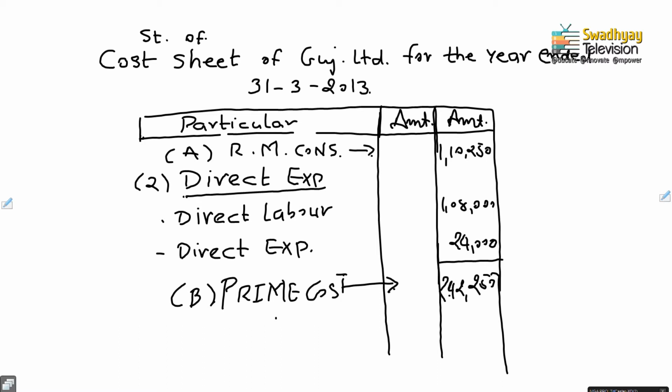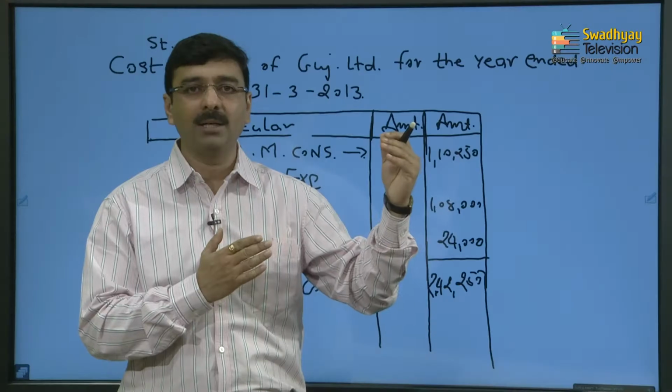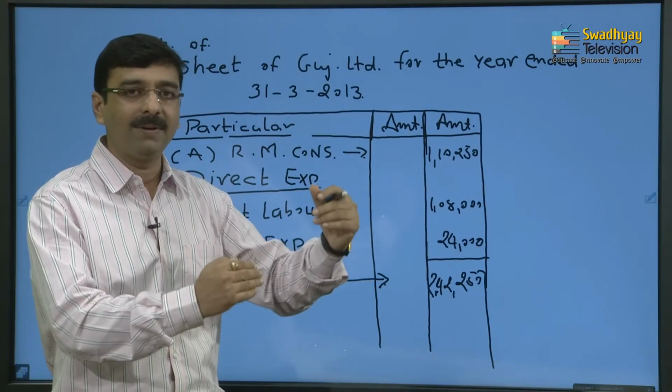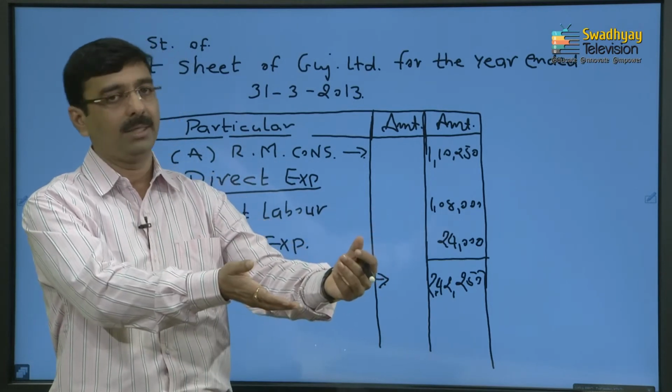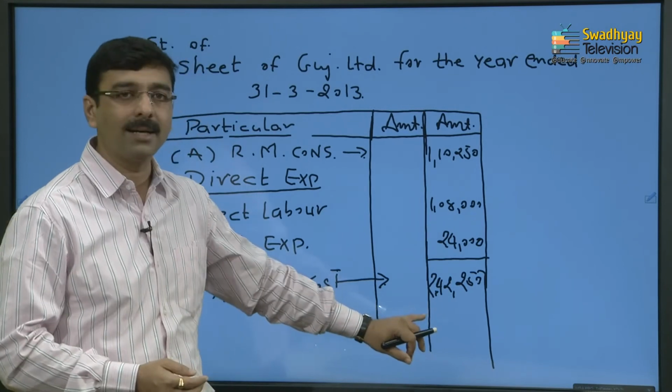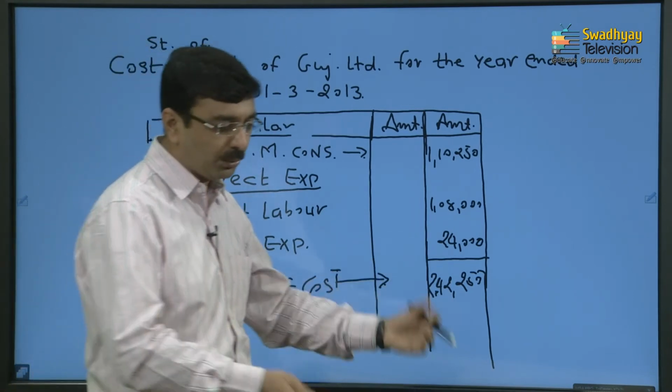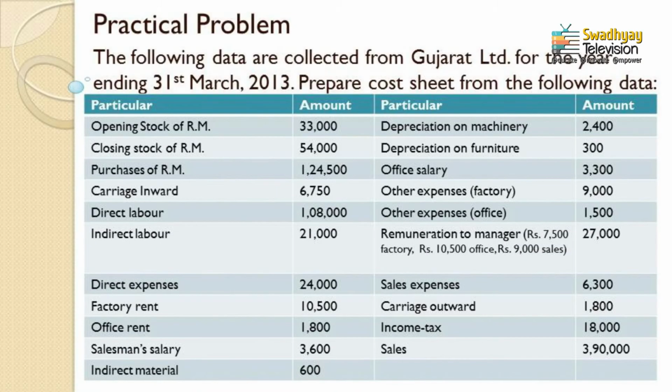The total of this is 2,42,250 rupees. 2,42,250 rupees, that is your second answer, it is the prime cost. Now here, as we already discussed the format, in the format there are certain partitions. The first is material consumed, which we already determined, then we find out the direct expenses, and all the direct expenses are added into the material consumed, and we find the second answer, the prime cost. Now moving to the next part, that is factory expenses.